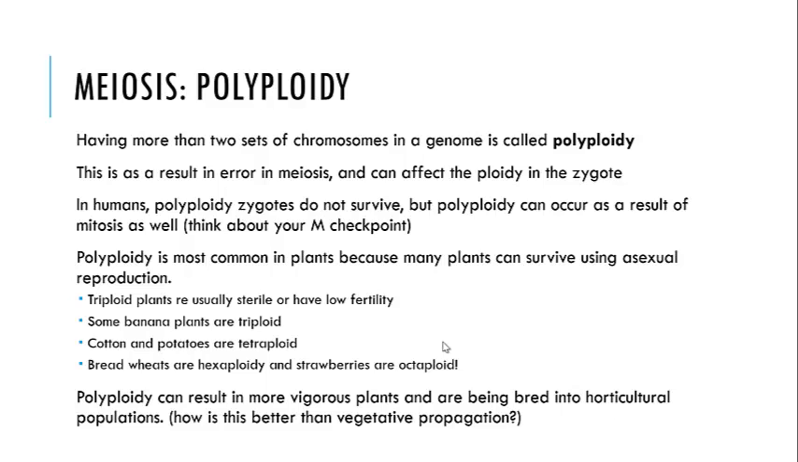So we have trisomy when we were talking about Down syndrome, whereas this is ploidy. So this is 3 sets or 4 sets or 5 sets or 6 sets or 8 sets in the whole genome, not just the one. Polyploidy can result in more vigorous plants and being able to be bred into horticultural populations. We can think about this as an advantage over vegetative propagation. Remember, that's where we just split off and start growing a new other half of the plant.